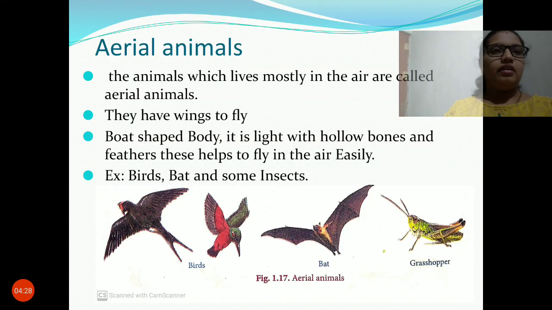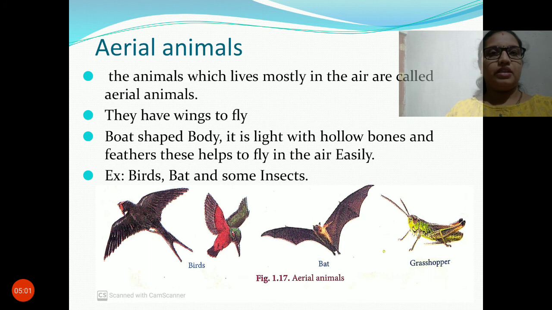Next, aerial animals. Aerial, the name itself says air. The animals which live mostly in the air are called aerial animals. They have wings to fly. To fly we need wings, right? They have the wings to fly, and those animals' body structure also will help them to fly.